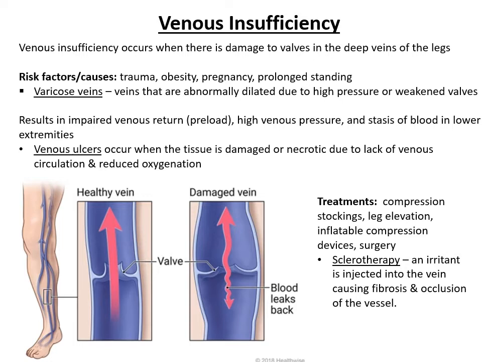If you didn't have this system, it would be very hard for the blood in the veins to get all the way back up into the inferior vena cava and then finally the heart. The blood would just pool in your legs, which does happen in certain conditions. So let's look at risk factors for venous insufficiency.